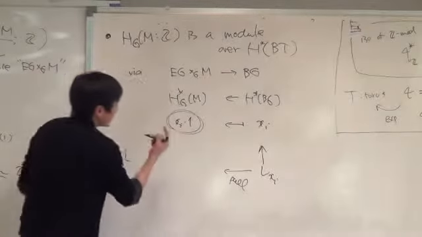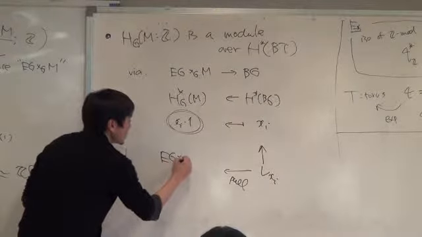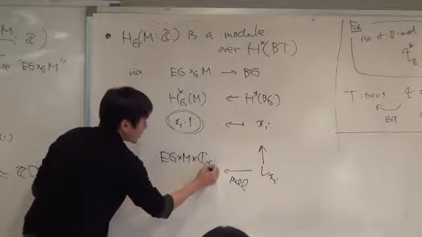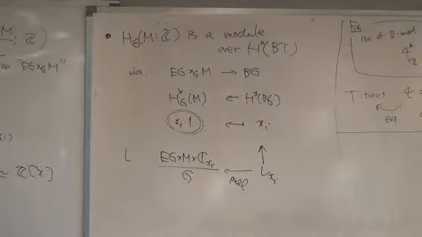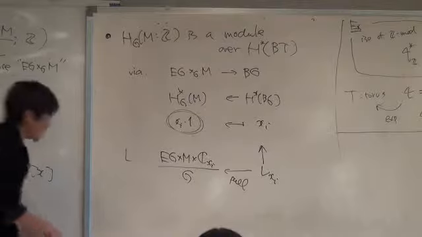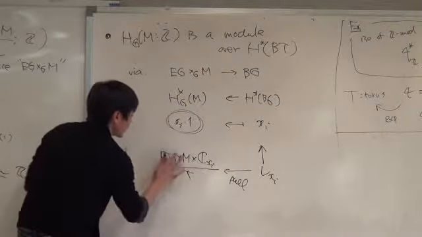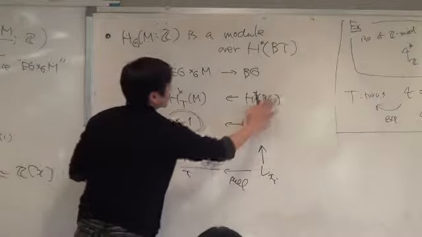But what is it? It should be EG cross M and cross C_xi, and then you divide by G. So the L_xi is defined by this. I should replace this G by T everywhere. It's confusing. I wasn't talking about the general Lie group.